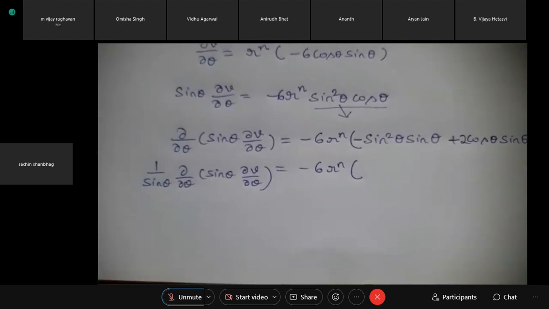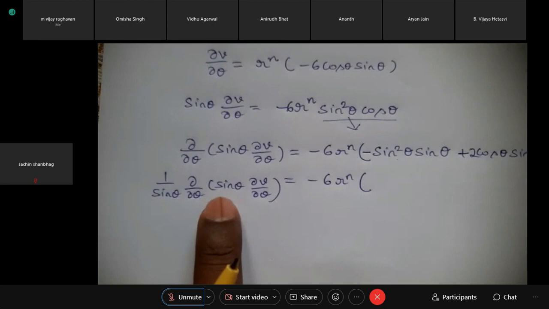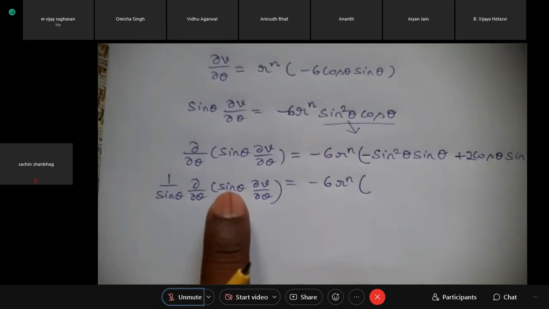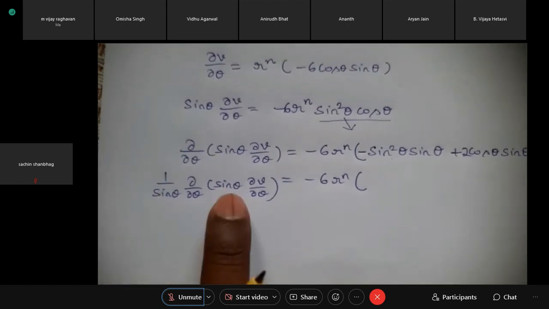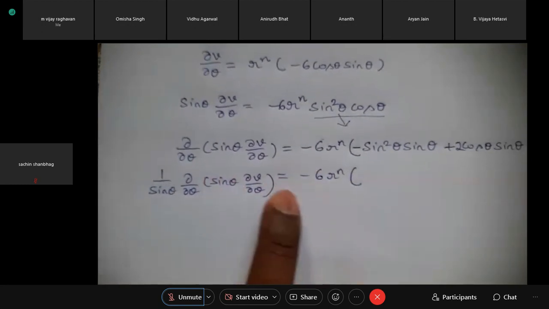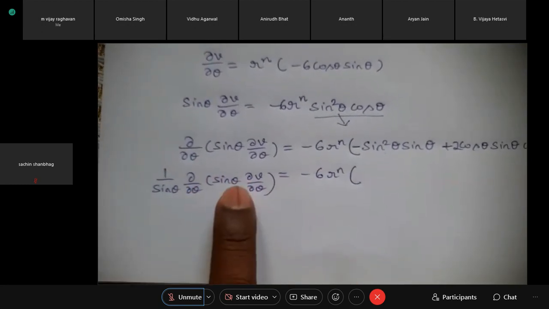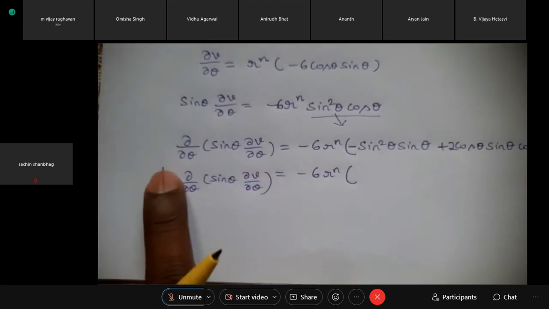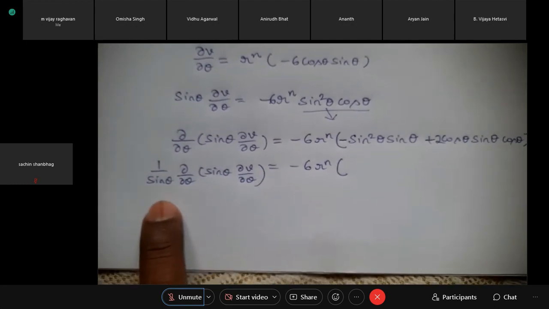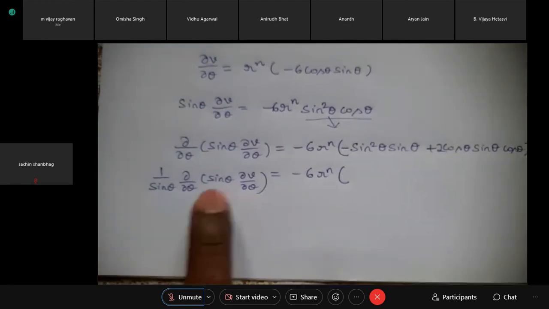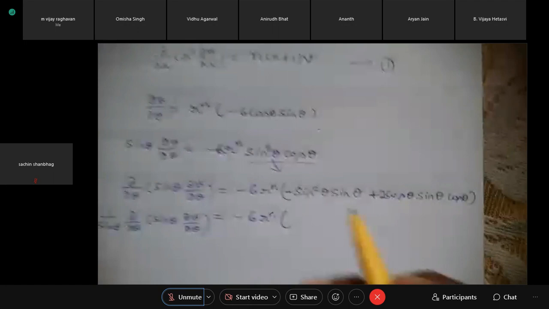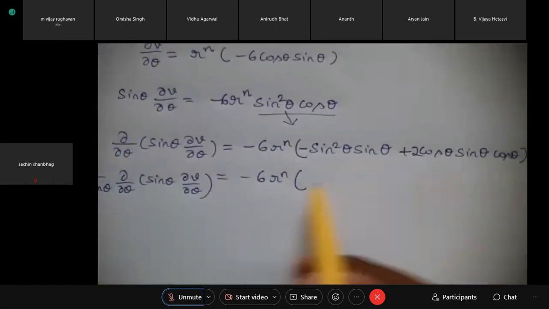No, sir, we can't. You cannot do this. Please don't try to cancel them because it is a function multiplied here. Dou by dou theta, this has to be differentiated, then the resultant will be multiplied by sine theta. So please take care of this. Do not cancel here. Here, 1 over sine theta will be multiplied now.